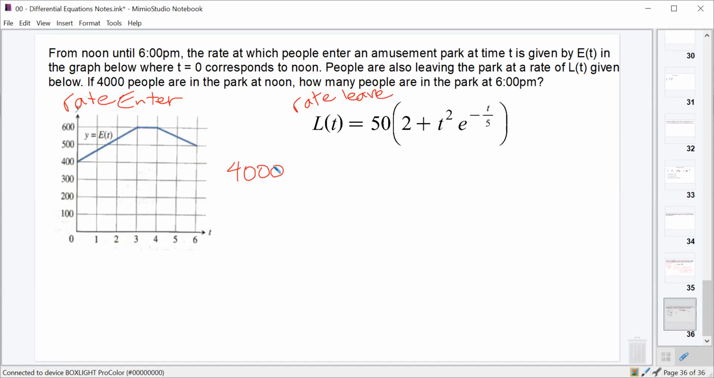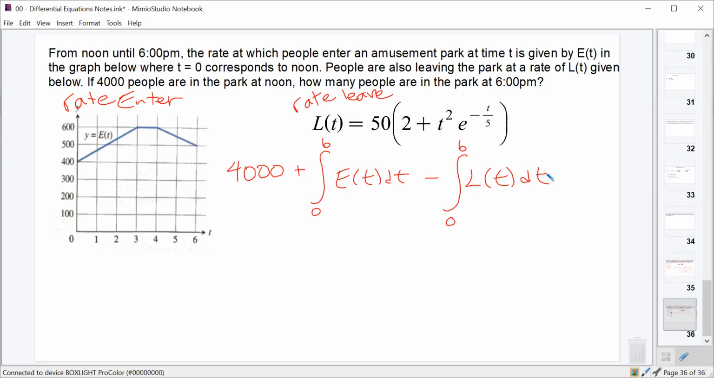That's 4,000 at noon. And we need to add to that the number of people that enter from t equals 0 to t equals 6, which should be an integral of E of t dt from 0 to 6. And we know it's an integral because to get an amount of people, we need to integrate a rate of the people. And then we'll subtract from that an integral from 0 to 6 of L of t dt. Right? The integral of the rate at which people leave should be the number of people that leave.